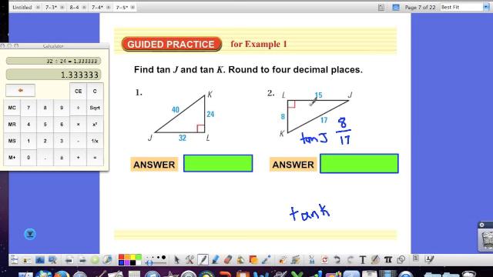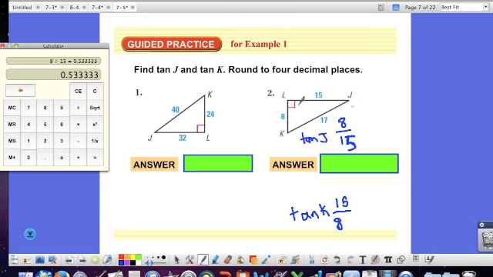Tangent of K, well, I'm going to fix that in a minute. It's not 8 over 17, it's 8 over 15. I remember making this mistake for the tangent of J. It's going to fix it in a minute. So the tangent of K is 15 over 8. I'm going to go back and fix that original tangent of J. I'm going to divide each of those.